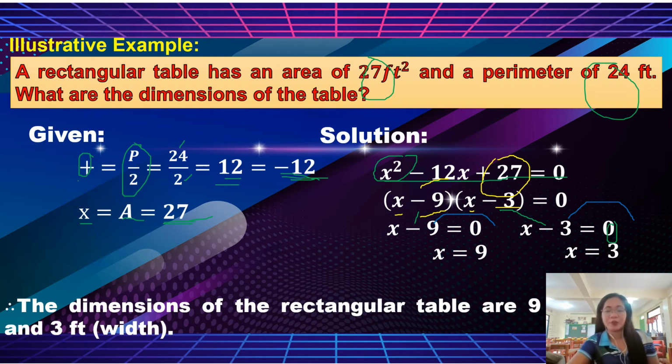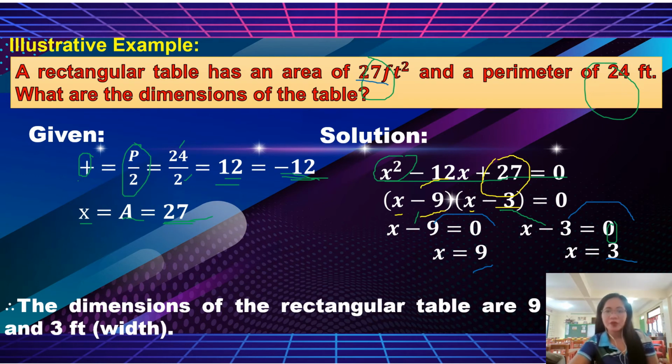So therefore, the dimensions of the rectangular table are 9 feet. That 9 feet will be our length. Of course, ang length kay gitason man, so ang bigger number will be our length. And the width is 3 feet. Now, how are we going to check whether these two answers are correct? By using atong, since gihatag diri is the area is 27, so ang area, we are going to multiply the length and the width. Kinahanglan 27 ang answer. Okay, let's try. 9 times 3 is 27, so correct.